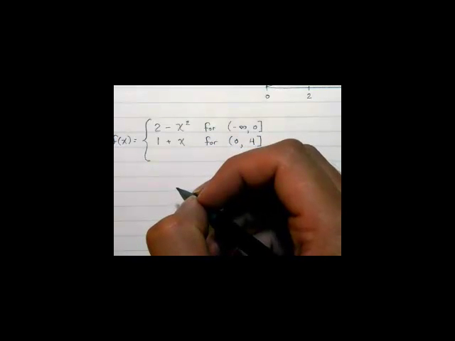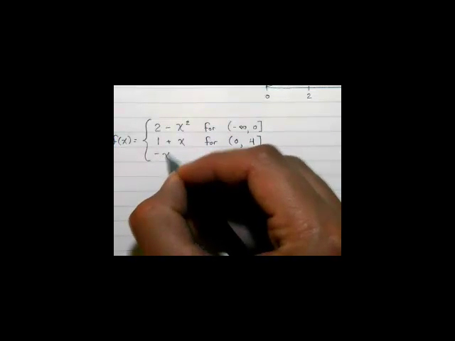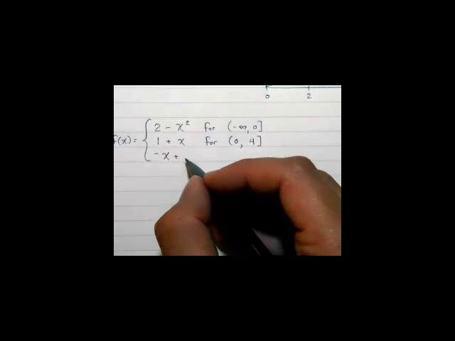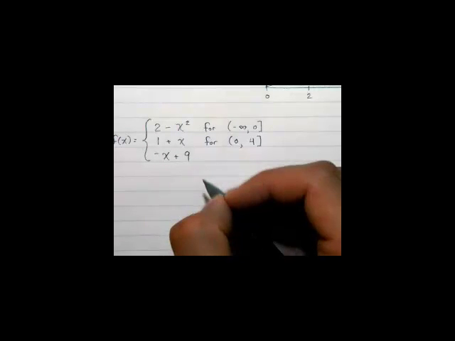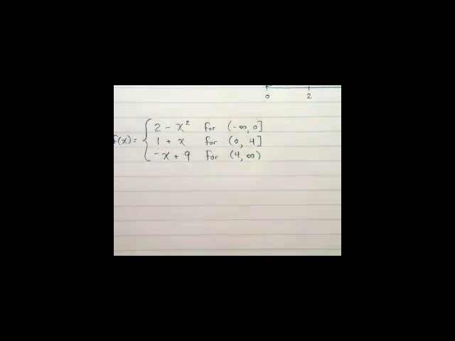And then how about negative x plus 9. Yeah, that'll work. Okay, so I got 3 pieces: 2 minus x squared, 1 plus x, negative x plus 9.